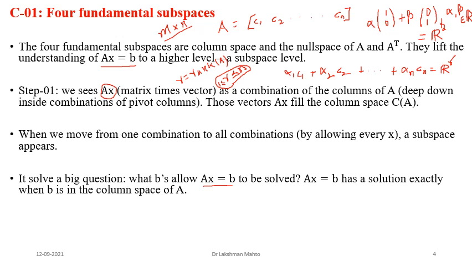So simply it says that if b is in the column space of A, then it guarantees that the system is solvable. It has an exact solution. Or in short, if b is in the column space of the given matrix A, then we can say that the system is consistent. That means it has an exact solution. So that is the scenario.